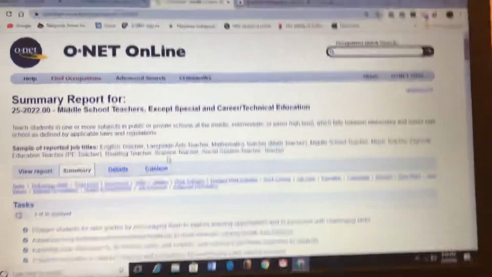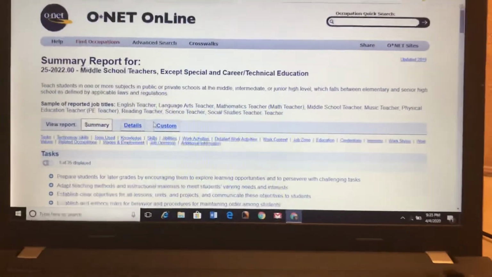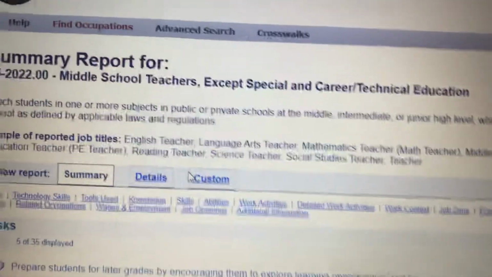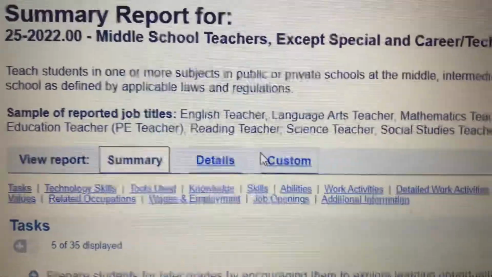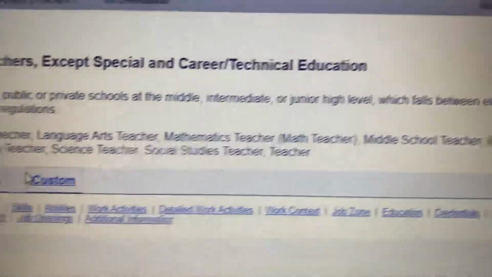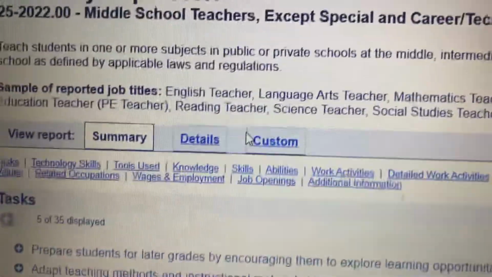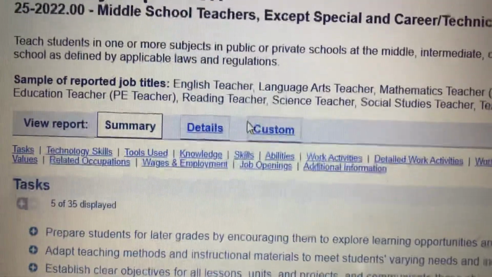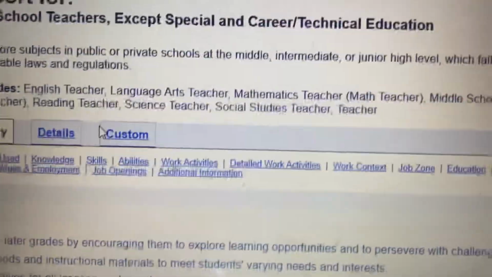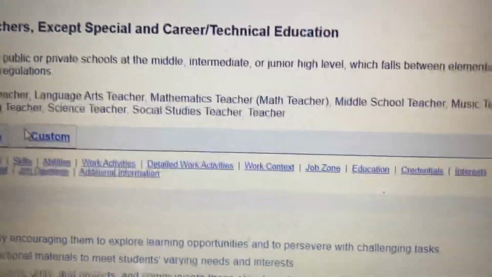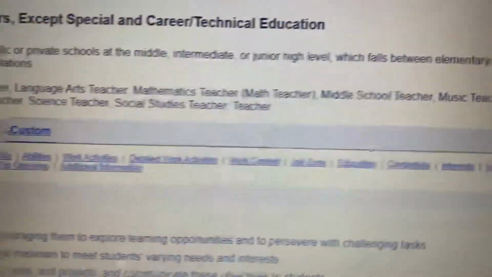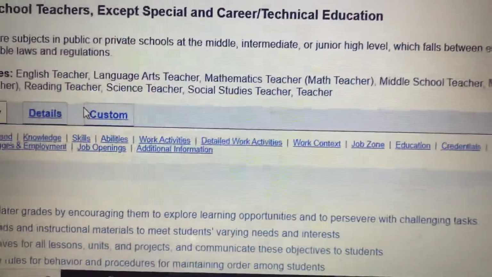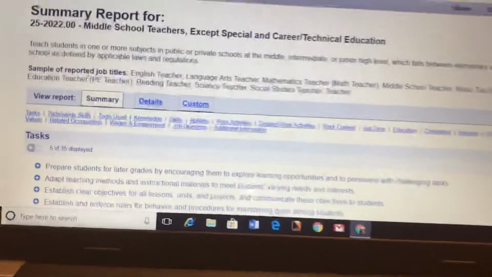So when I get to this page about being a teacher, first of all, it's going to have my job title up at the top. And then it gives like a brief explanation of what my job is. So if you don't know what a particular occupation does, occupation also means job, then you can read. And then it has some of the sample reported job titles. So this is for a language arts teacher, a math teacher, a middle school teacher, a music teacher, social studies, any kind of middle science teacher, Mr. Langley. And then it's got this list of tabs.